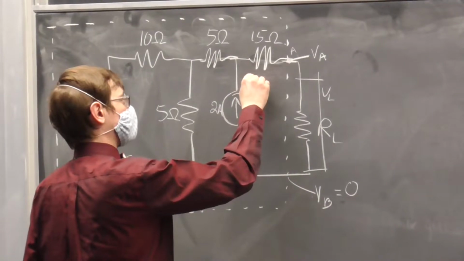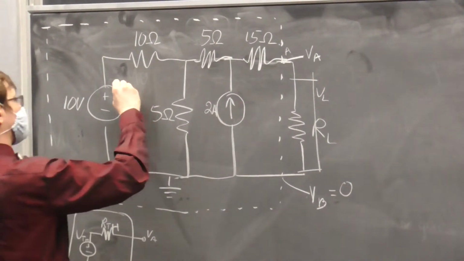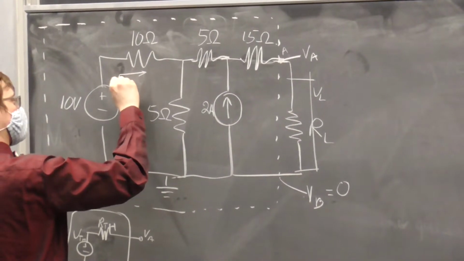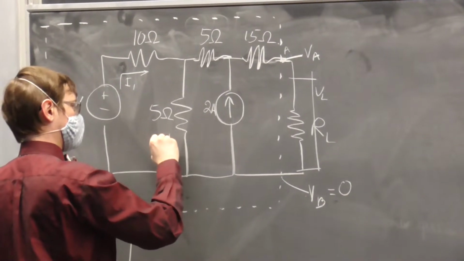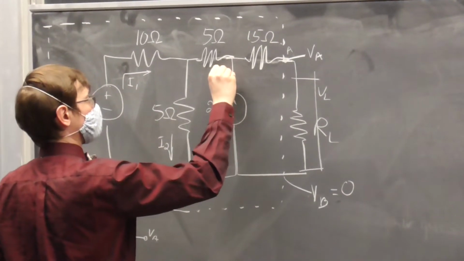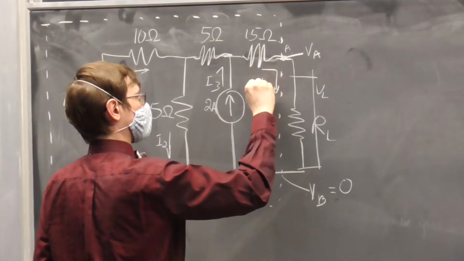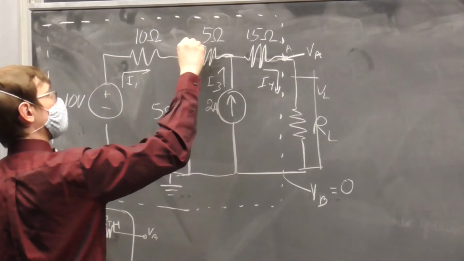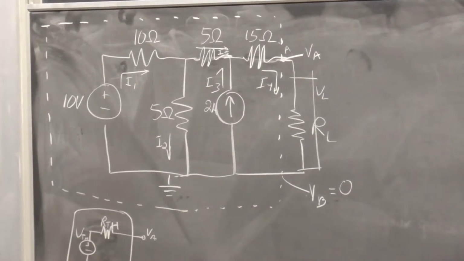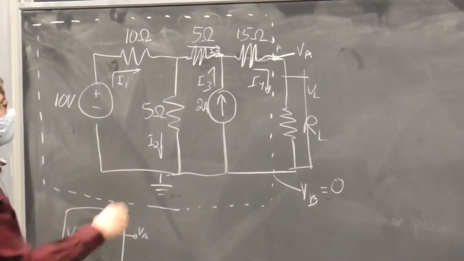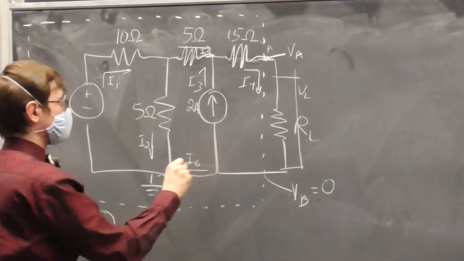So, our first step, of course, is to identify our currents, right? So, we have I1, I2, I3, I4, and I5, and I think that will do, we'll label it, why not? I6.